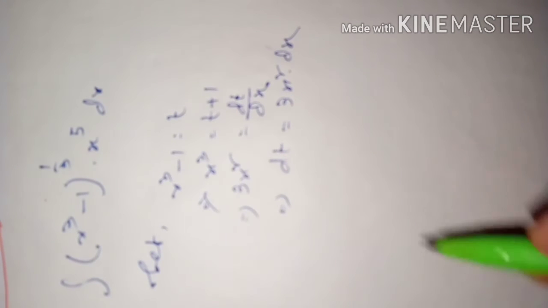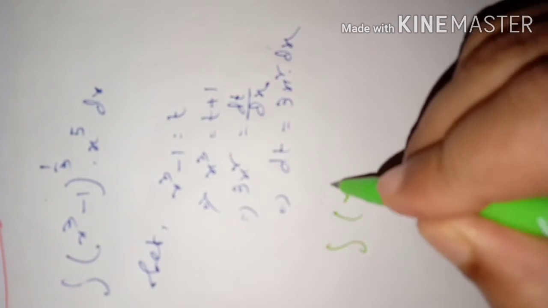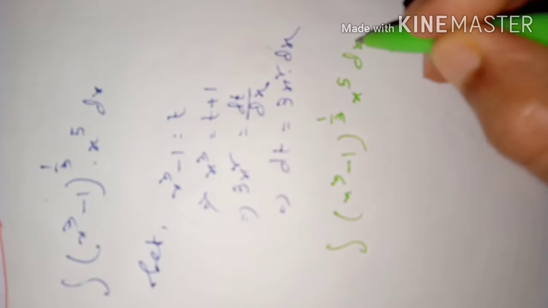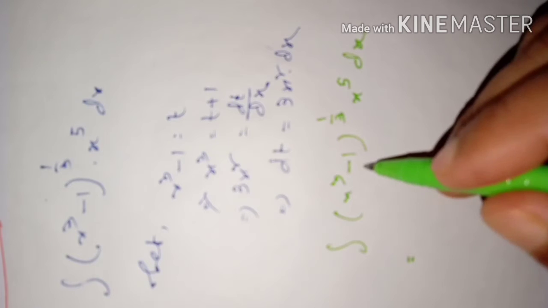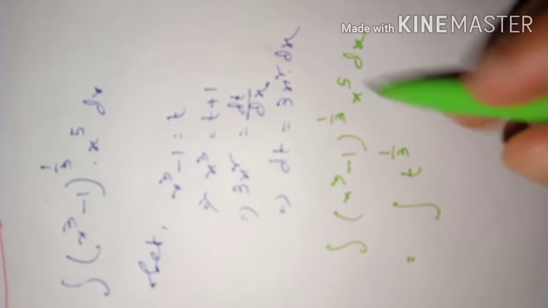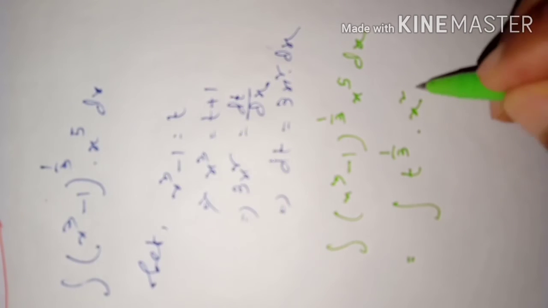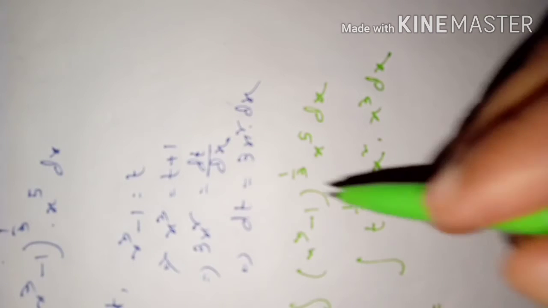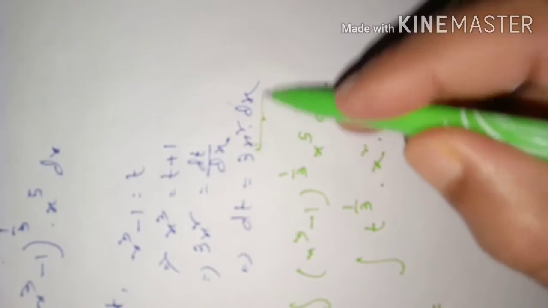Now how to rearrange this given problem? The given problem is the integration of (x cube minus 1) to the power of 1 by 3 into x to the power of 5 into dx. You see this part we can say as t, so it is the integration of t to the power of 1 by 3. But this x to the power of 5, we can break it like this, x square into x cube into dx. Now if we proceed, x square into dx, that part you can separate. Then if this 3 is taken here, it will be dt by 3.